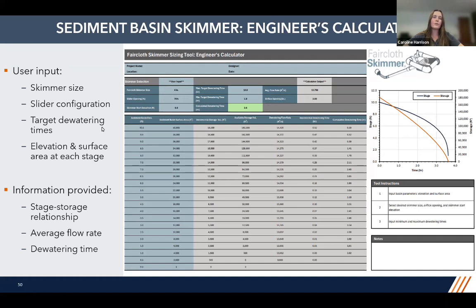Now, the cumulative dewatering time total will appear in that green cell that you're seeing. If that cumulative dewatering time falls within range of our maximum and minimum target dewatering times, that cell will be green, as you can see. If that time falls out of range, that cell will turn red. The tool will also provide an average flow rate, and a chart describing that stage storage relationship over time, just to provide more of a visual summary of our results.